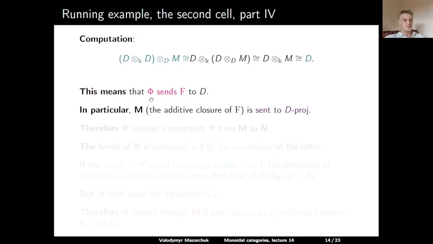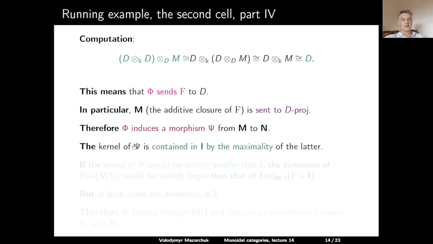So in particular, our module bold M, which is given by the additive closure of F, is definitely sent to the category of projective D-modules. Therefore, our morphism phi induces a morphism, which we denote by psi, from M to N. So the question is, what is the kernel of psi? Whatever the kernel of psi is, it must be contained in our maximal left stable ideal I, because that one is maximal. So the kernel of psi is contained in I.